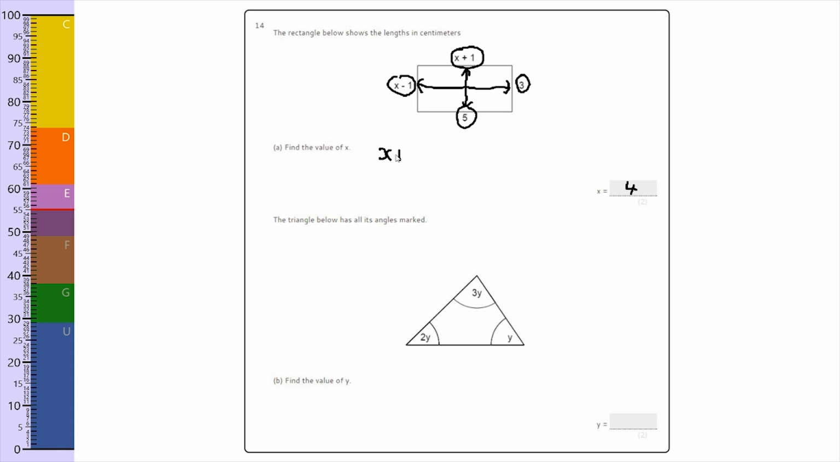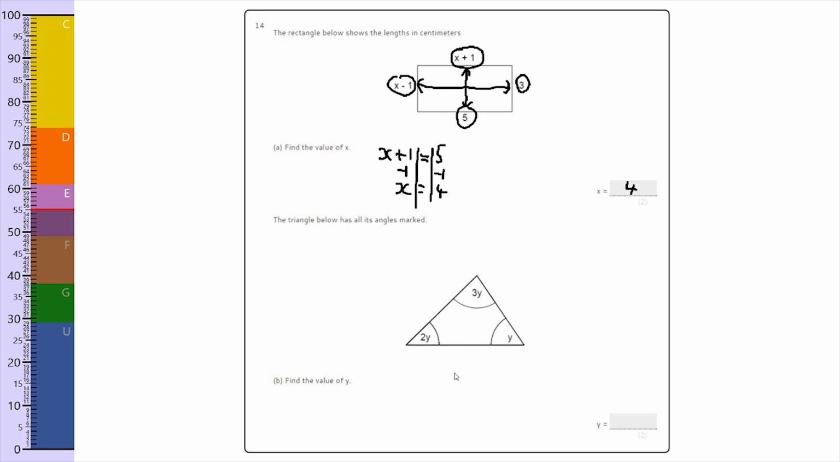So x plus 1, which represents this top length, equals the bottom length, which it says is 5, and then I'll just put my lines in. Take away 1 from both sides to get rid of that plus 1 there. It's x equals 4. But you wouldn't need that working out, you could just write 4, that's a pretty self-explanatory question. You probably will need working out for the second one, and you just need to know that all the angles in a triangle add up to 180.